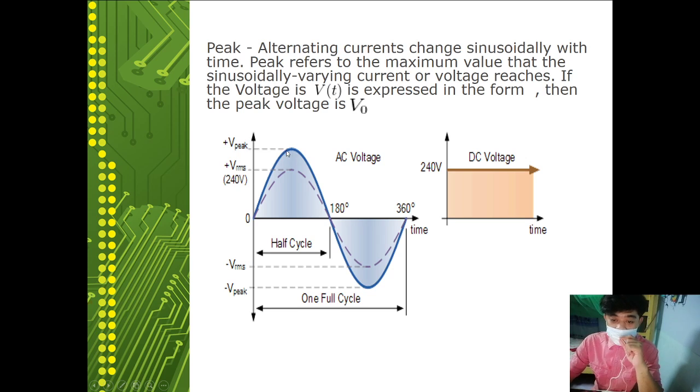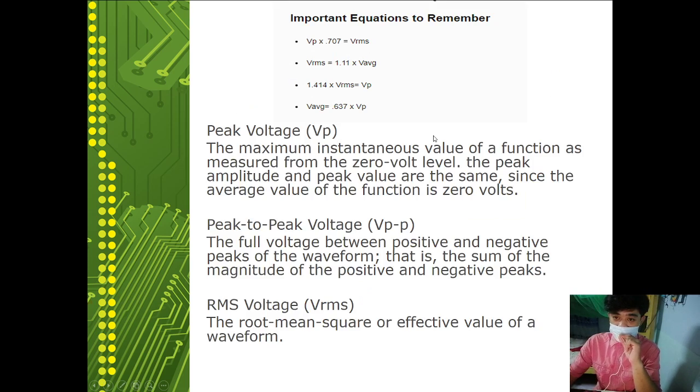Just like I said earlier, this is the voltage peak and this is the VRMS. For example, we have 240 volts here. That would be equivalent to a 240 DC voltage on a straight line. And then this is a half cycle and this is one full cycle from 0 to 360. It does also have a positive peak and negative peak since it oscillates from upward to downward direction. It's not stable, it's not on a straight line just like on DC voltage.